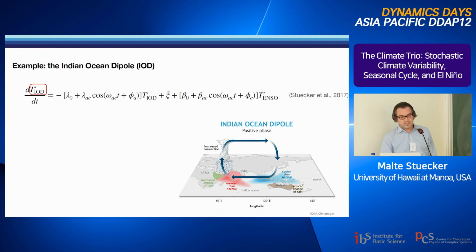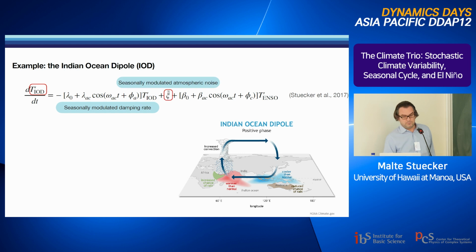Now, we can actually write a time tendency for the time evolution of this mode of variability in the Indian Ocean, the IOD, and that has three parts, one being a seasonally modulated damping rate. There is very strong physical evidence for it, because also in the Indian Ocean we have an air-sea coupled feedback that varies in strength through the seasonal cycle.